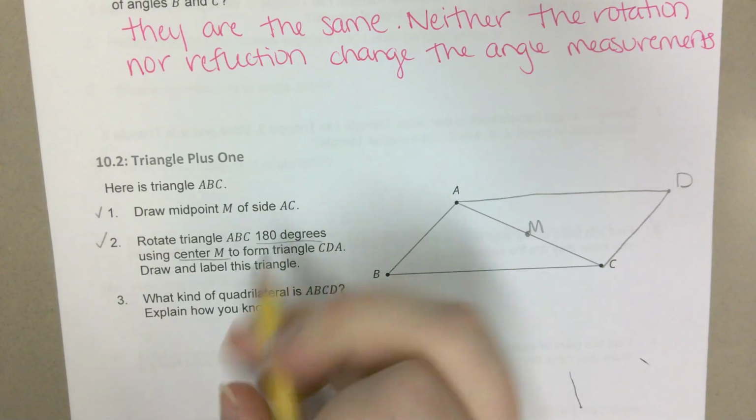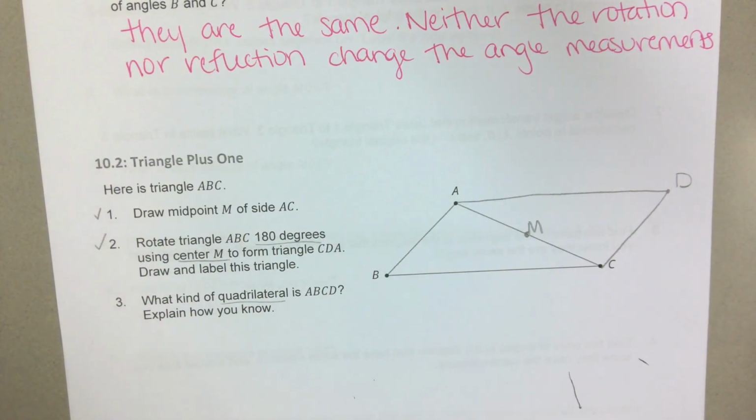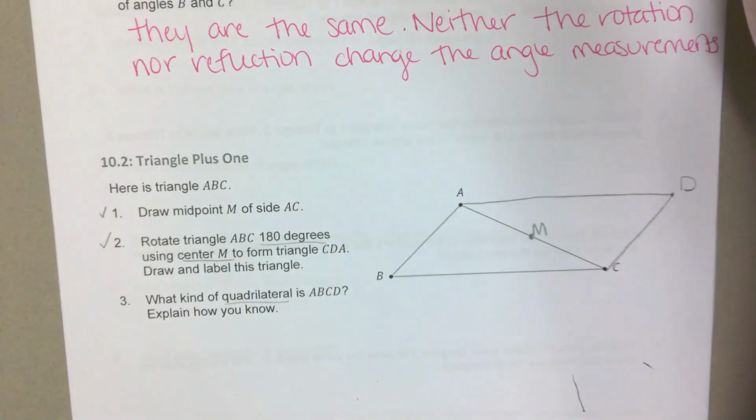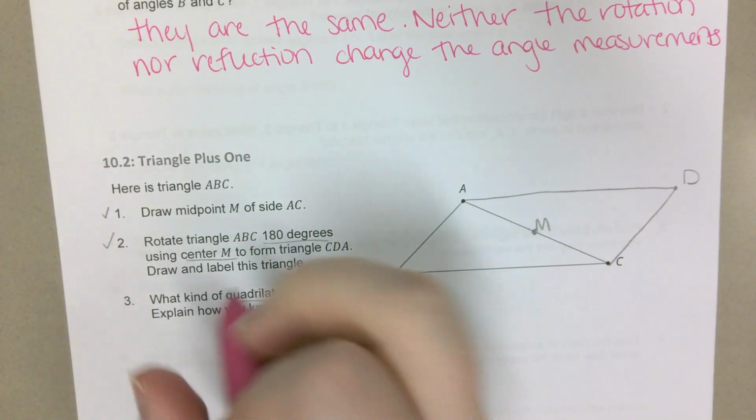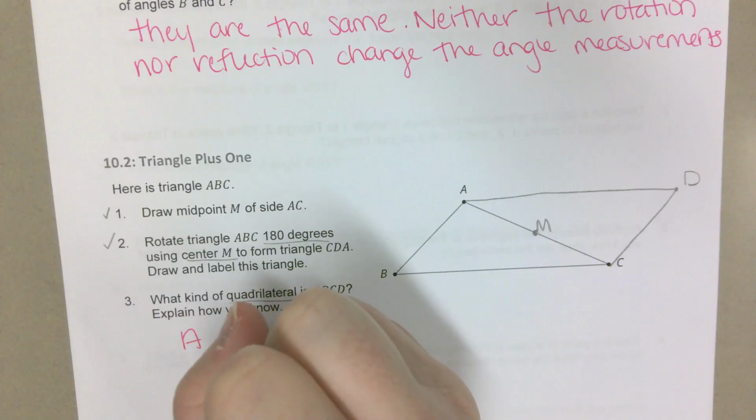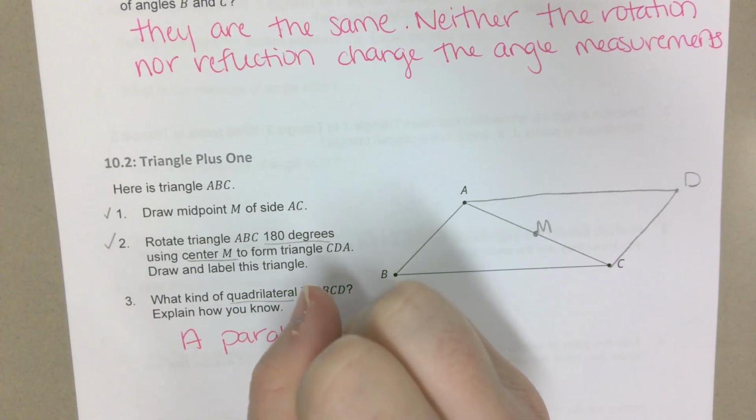It says what kind of quadrilateral, so four-sided figure, is A, B, C, D? Explain how you know. All right, so I have two sets of parallel sides, right? So it is a parallelogram.